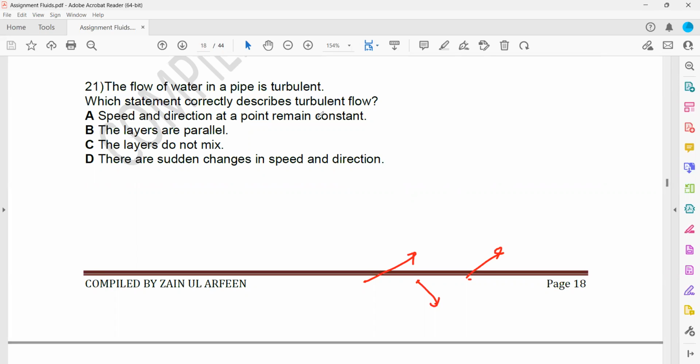So, speed and direction at any point remain constant. That is not correct. That's laminar flow. The layers are parallel to each other. Again, that's wrong. For example, this is one layer, this is another layer. In a laminar flow, the layers are parallel.